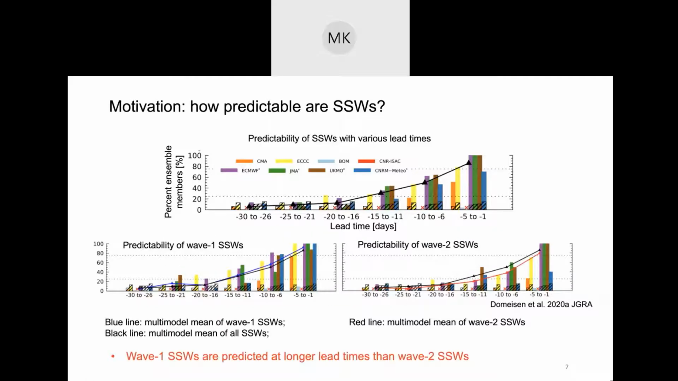Now we separately look at the predictability of wave number 1 events on the left panel and wave number 2 events on the right panel. Comparing these 2 panels, you can see the predictability of these 2 types of events is different, with higher predictability in wave number 1 events, and wave number 1 SSWs are predicted at longer lead times.